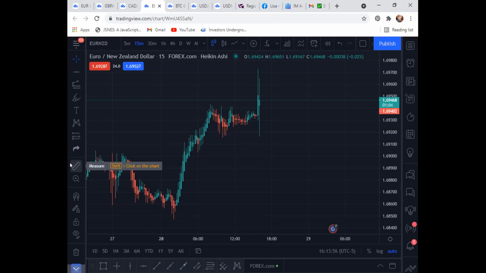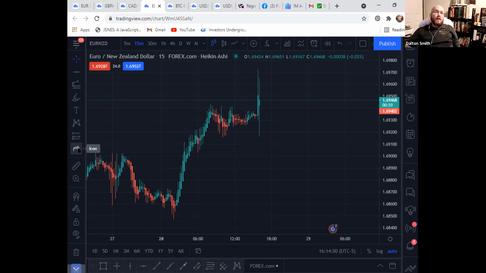Not the ruler, the second button up from the ruler. This one? No. This one? Yes.